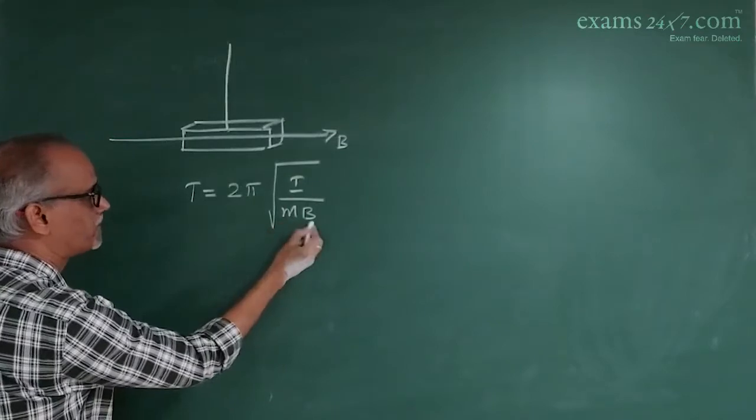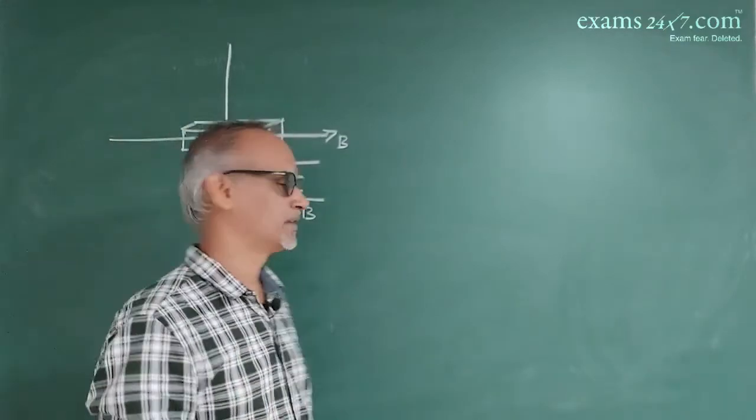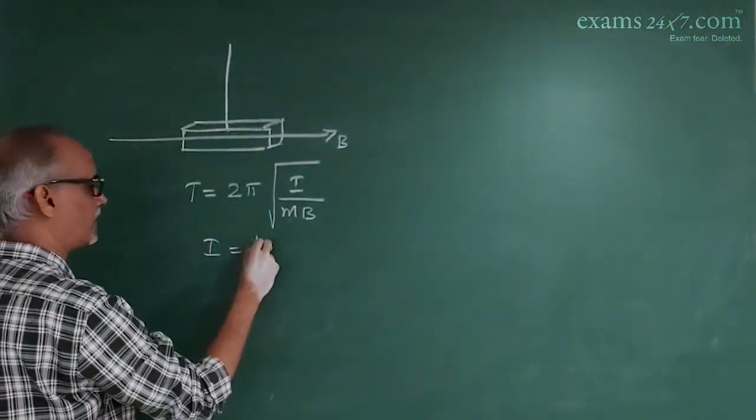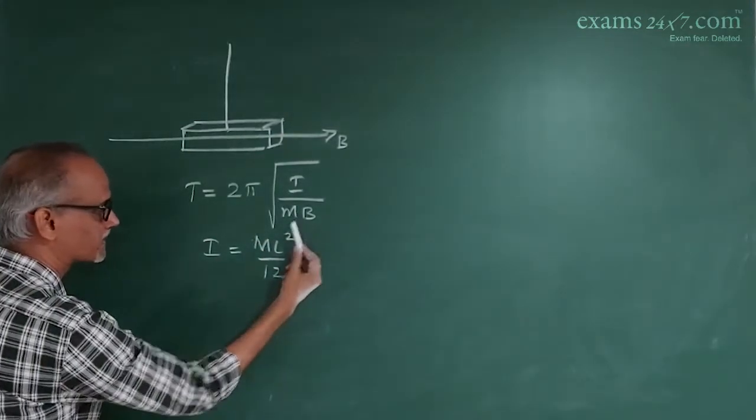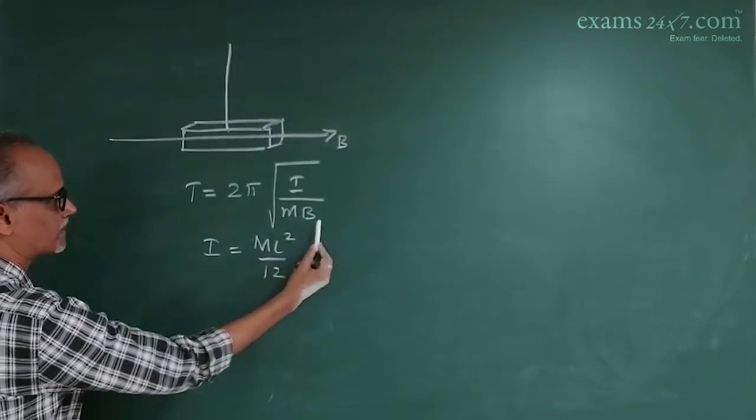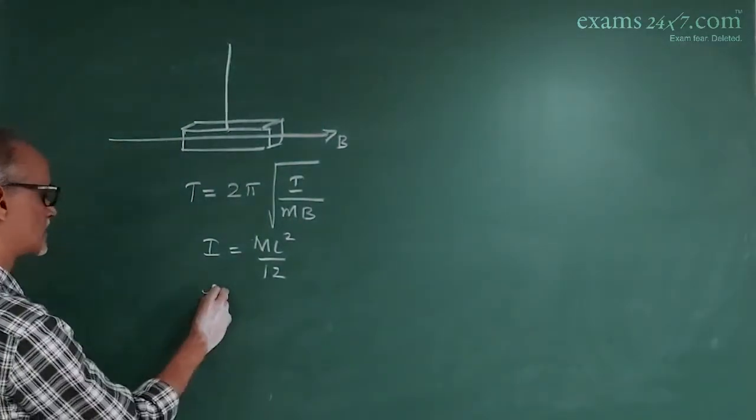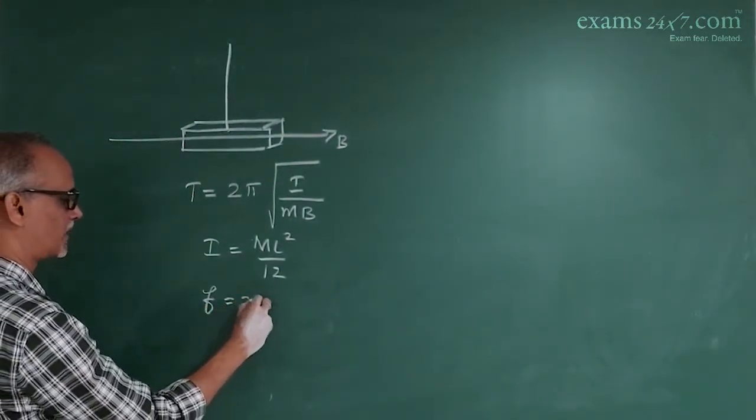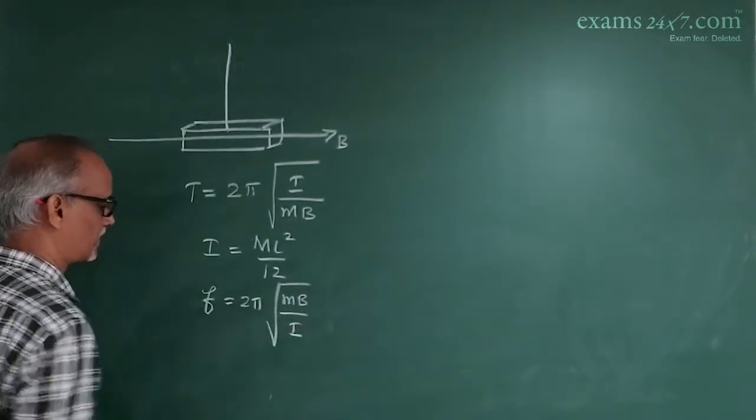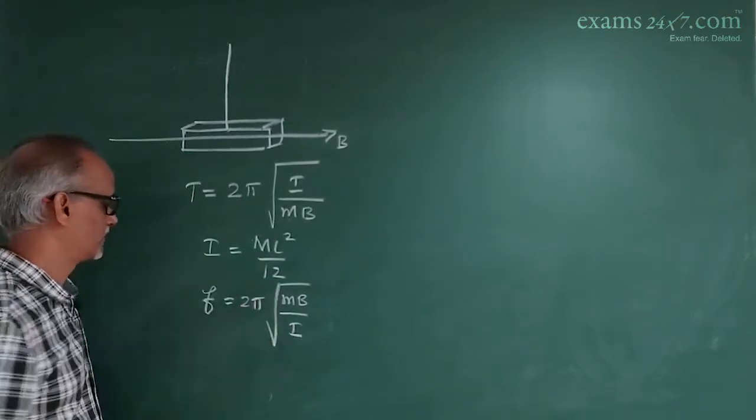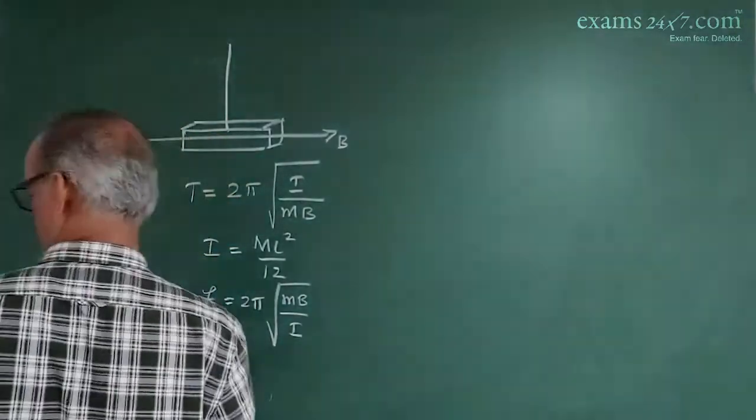is the magnetic moment, B is the magnetic field, and I is not the current here, I is the moment of inertia, which is given by mL square by 12. So there are two m's: this is the magnetic moment, this is the mass of the magnet, L is the length of the magnet, B is the magnetic field, and I is the moment of inertia of the magnet. The frequency of oscillation, f is equal to 1 by 2 pi root of mB by I. So this is the frequency of oscillation of a magnet when placed in a magnetic field.